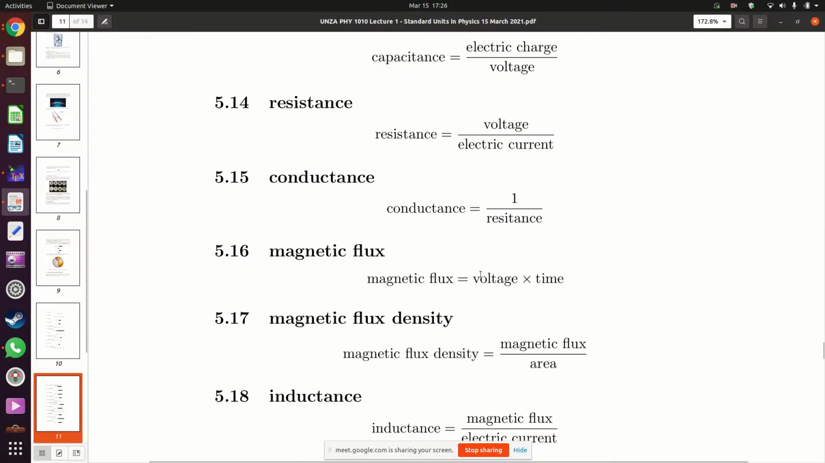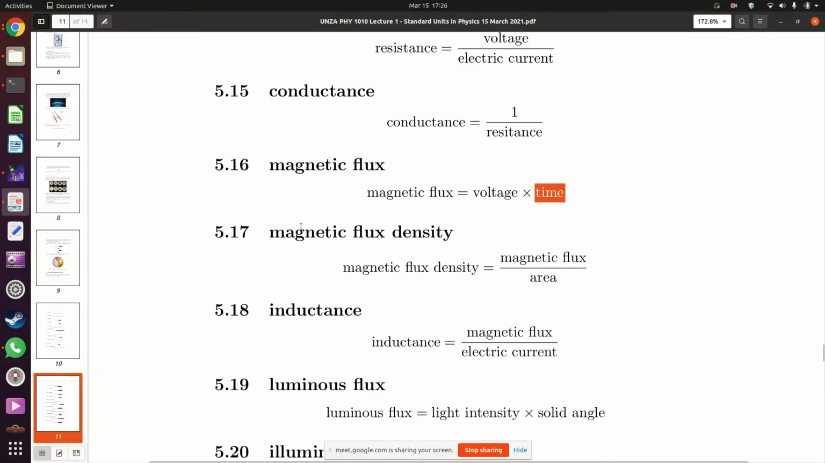So here, magnetic flux is equal to the voltage multiplied by time. So here you're doing a multiplication. Then there's another quantity called magnetic flux density. Again, this is related to magnets. Magnetic flux density is equal to the magnetic flux divided by the area through which the magnetic flux is passing.